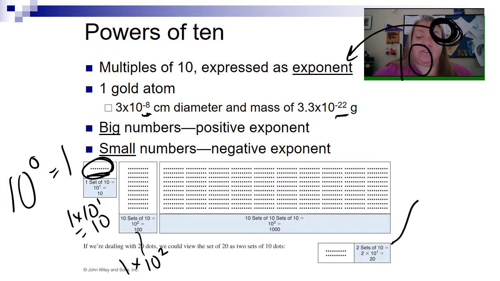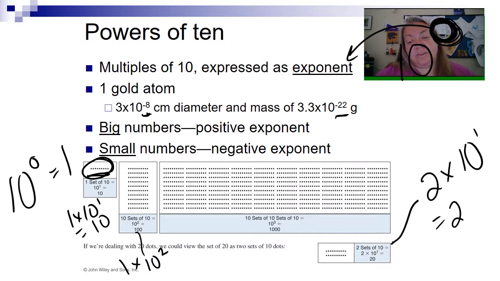Now, look over here at the other side. It says 2 times 10 to the first. Remember, 10 to the first was 10. And then we're going to multiply that by 2. That gives us 20. So go to the next slide. We'll do a few questions and then see how it goes.